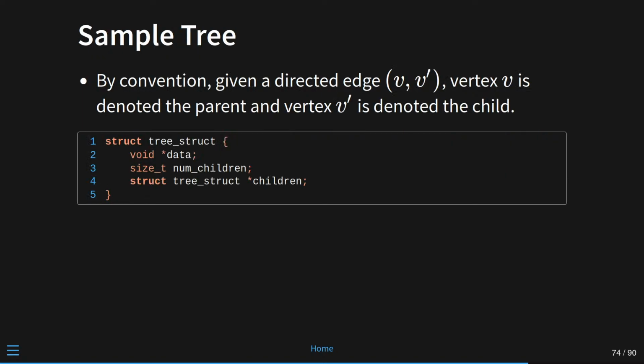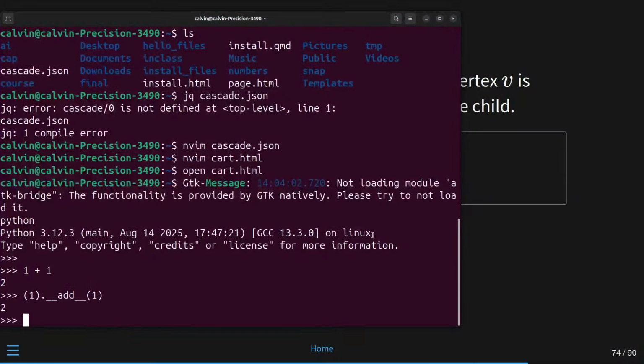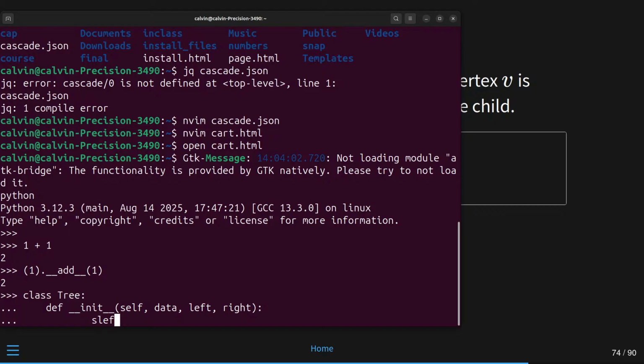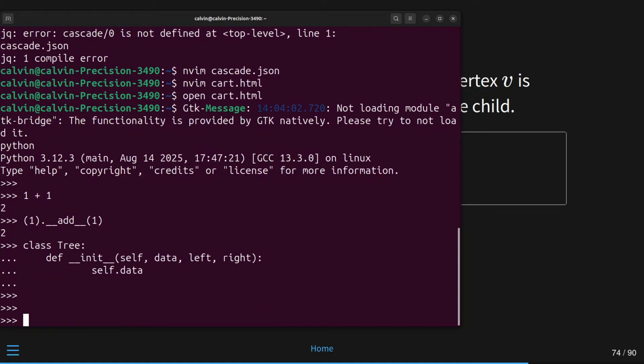Okay, so this is a sample tree struct. What language is that? Oh, that's C. But we can do this just as easily in any other language. Probably you did something like this in another class. Is this how you write Python? Or maybe it has a left and a right. This is how you would do a tree in Python. And of course, you don't actually have to do trees that way.